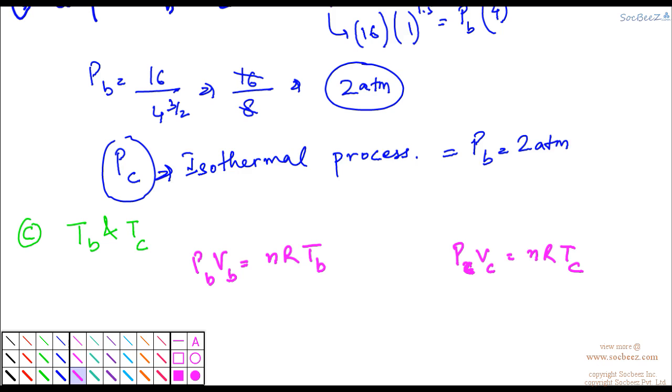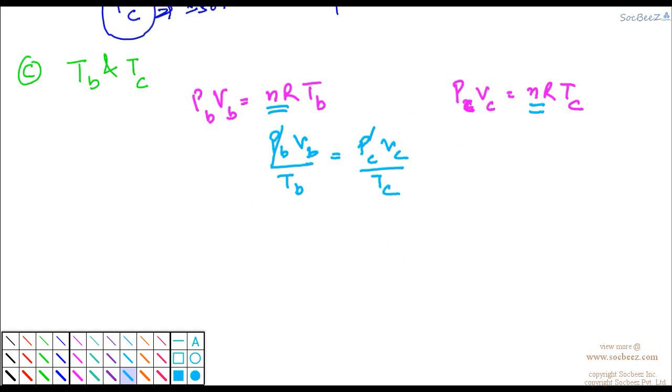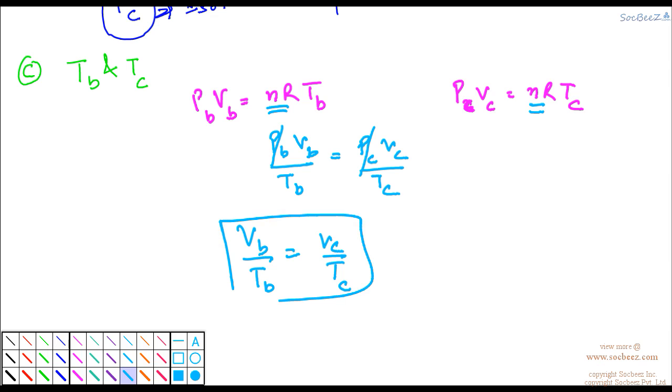So either you could find the value of nR somehow, or the other thing you could do is, since nR is a constant for both, you just divide the equations: PB VB upon TB equals PC VC upon TC, right? Now we know that PB and PC are equal, so we have VB upon TB equals VC upon TC, right? Okay.